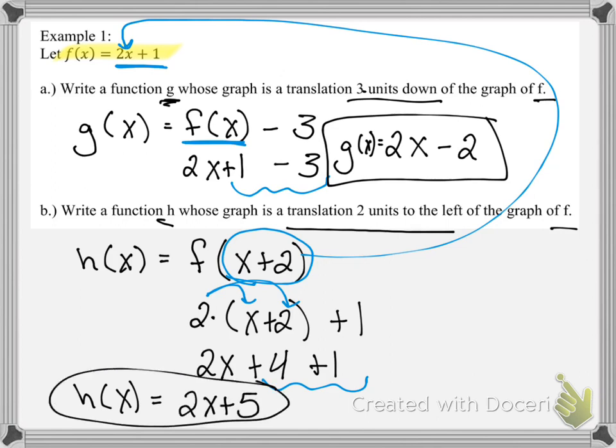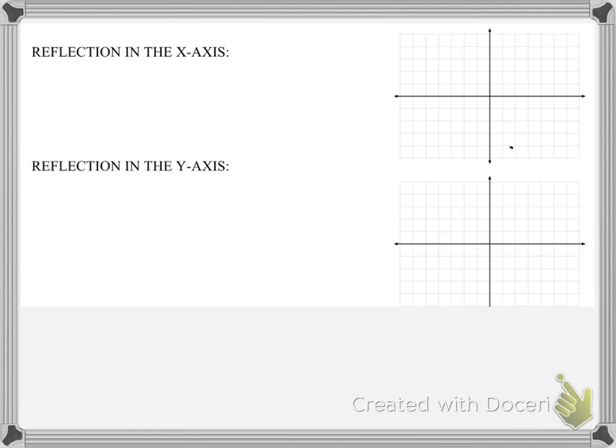And there's my answer. So again, my original function here, f of x equals 2x plus 1. This new function is me just taking this original one and moving it 2 units to the left. If I was to graph the two, this would be 2 units to the left of that one. Okay, so there's translations.